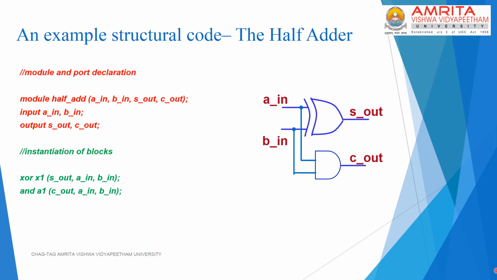In the gate instance, the first port that is to be assigned is the output port, which is S out in the case of the XOR gate and C out in the case of the AND gate. The next two signal assignments are pertaining to the input ports A in and B in. So this completes the modeling of the particular module.